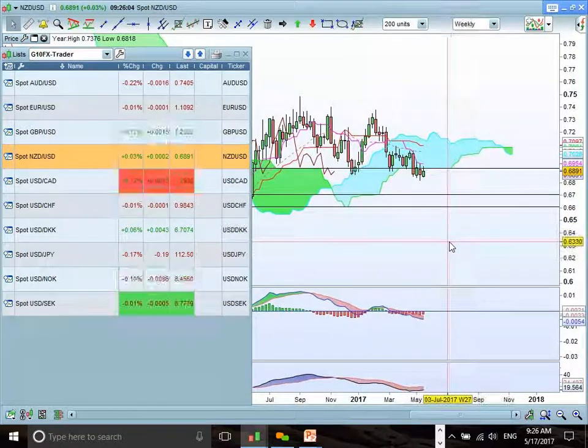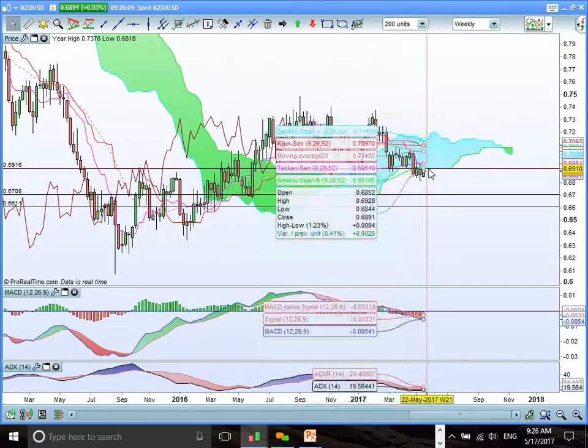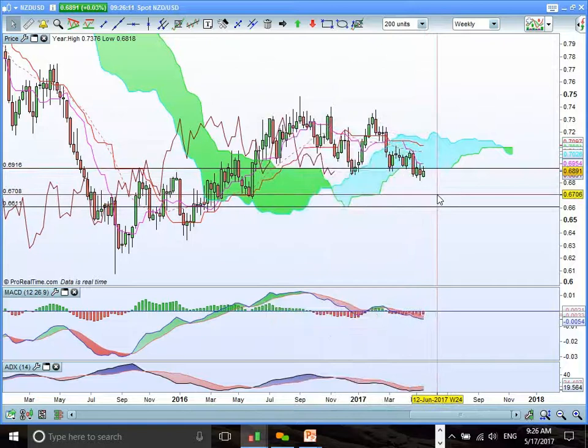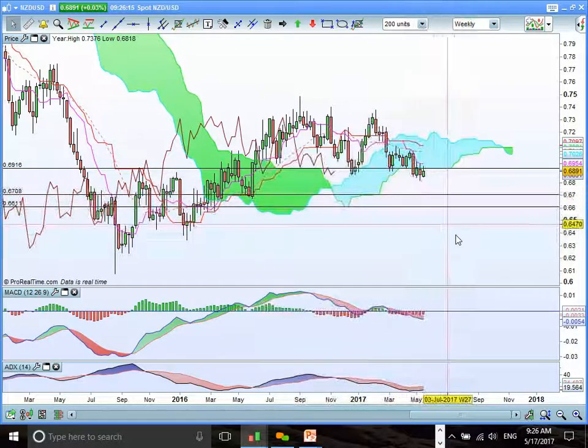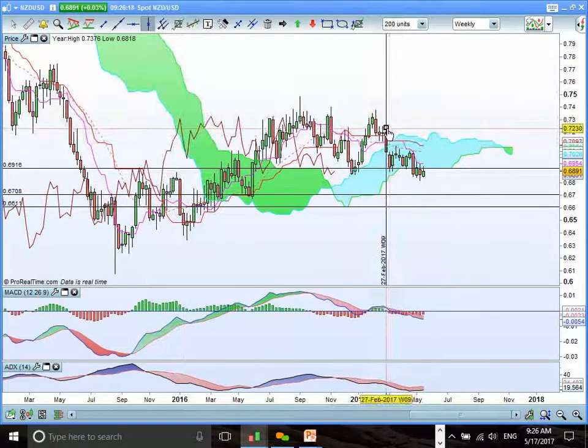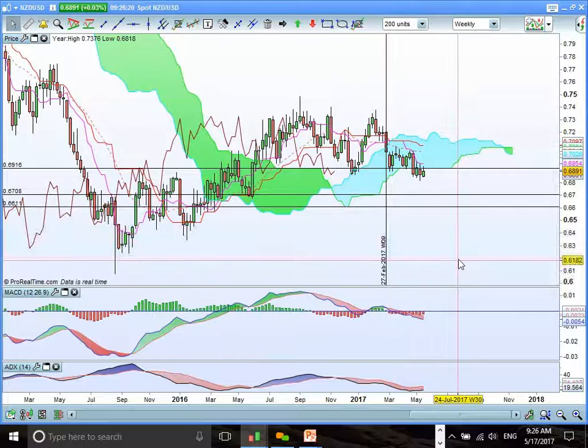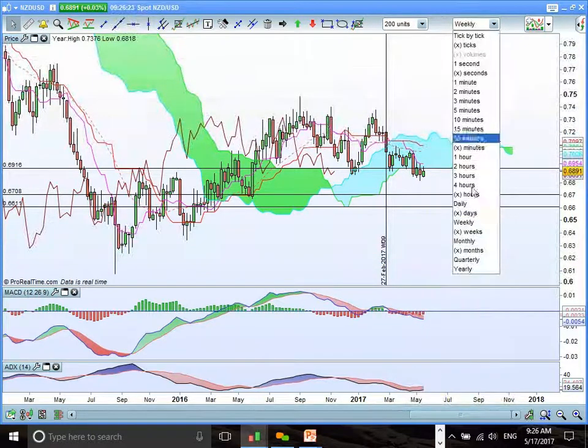New Zealand, US dollar. Lost support at the bottom in the cloud. Further downside target here would be 67.06. So watching closely to see if we're going to get there. We've had a MACD sell on a weekly basis back there. So this weekly trade is still working out.